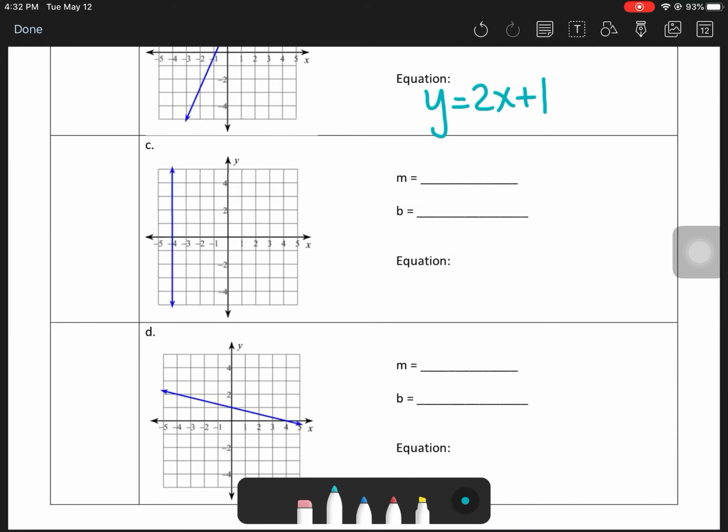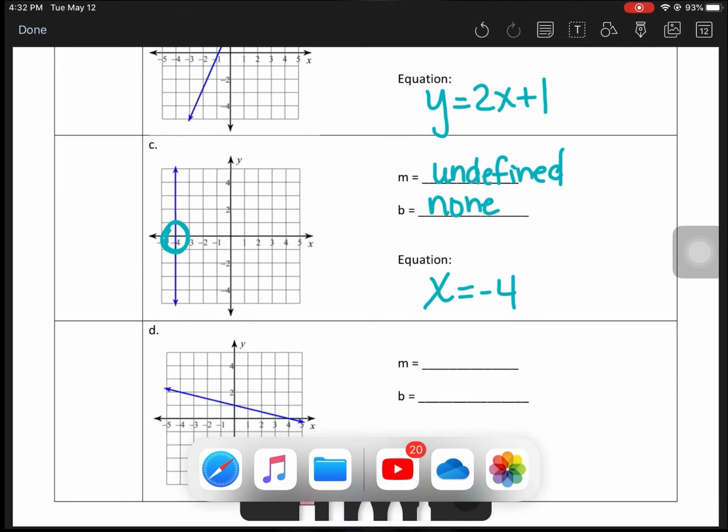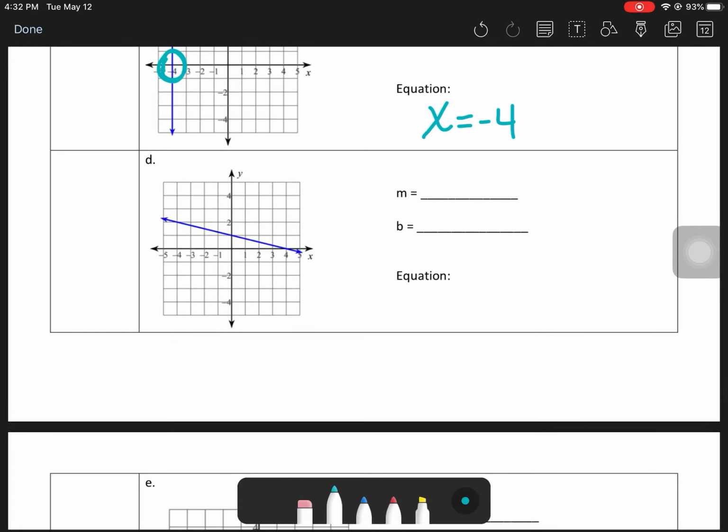In our next example, there is no y-intercept, and our slope is undefined. Our line only crosses the x-axis at negative 4, so it's going to be x equals negative 4. In our next example, our y-intercept is at positive 1, and our slope, we're going down 1 box, so that's negative 1, and over 4 boxes. Negative 1 over 4. So our equation is the slope, negative 1/4 x, plus our y-intercept, which is 1.